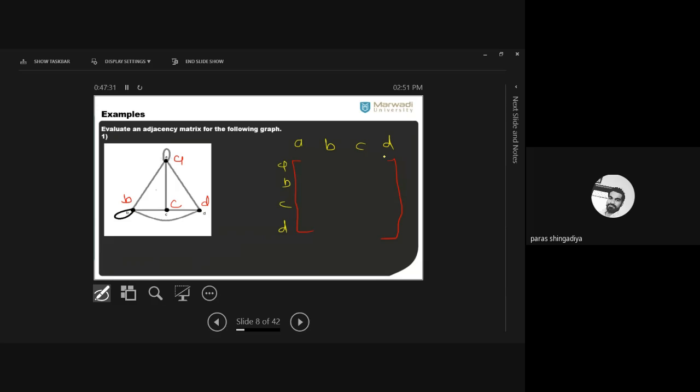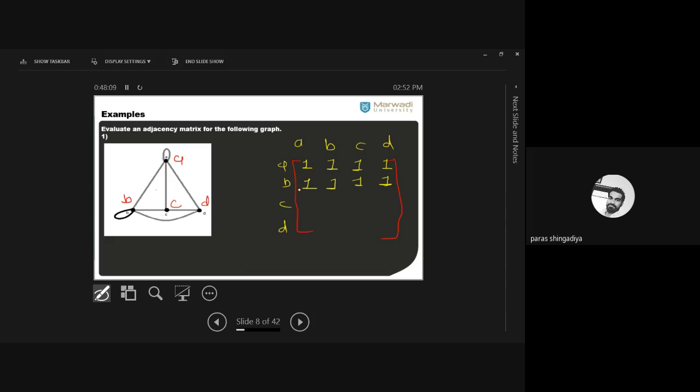So consider A and check its connection with the rest of all the vertices. Okay, the first connection is A to A. So there is a loop at the vertex A. So the output of A to A will be 1. Okay. Now A to B, A and B are connected. So here it is 1. A to C, that is also 1. And A to D is also 1. Is it clear? Now for the second row, B with the rest of all. So B to A is 1. B to B is also 1. B to C is also 1. And B to D is connected here. Okay. This is by this edge. So it is also 1. These 2 rows are now complete.